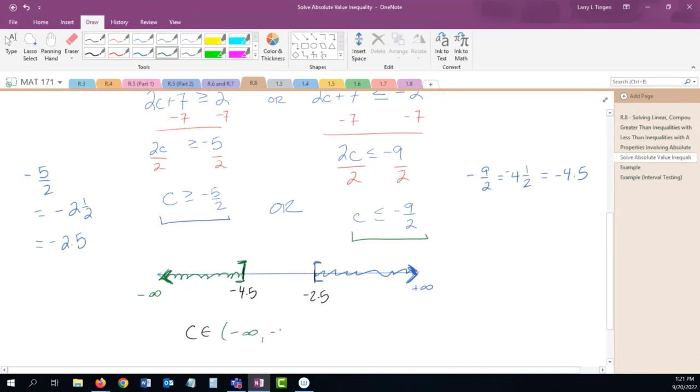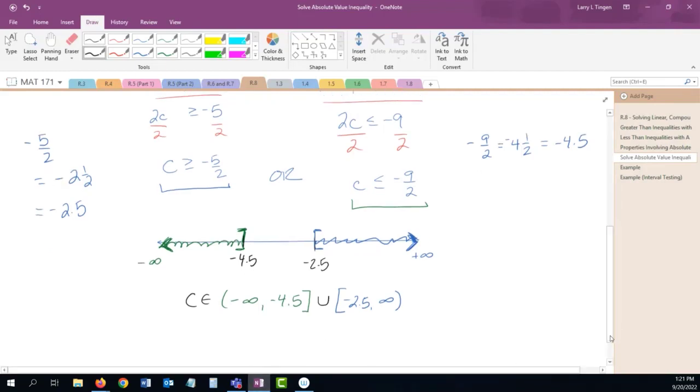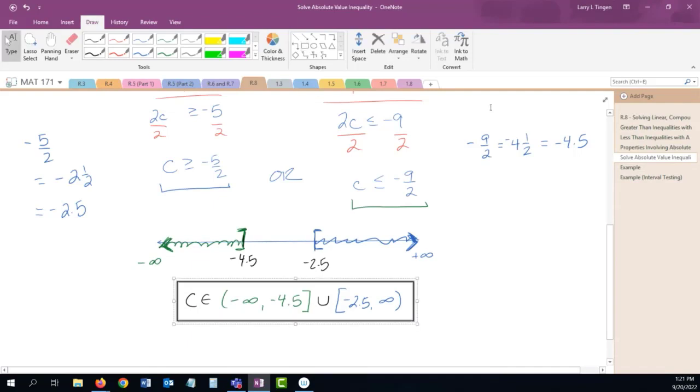Well, negative infinity. Infinities always get a parenthesis because you can never capture infinity, right? Up to negative 4.5, it's included, which is why the bracket pops in. And we have the negative 2.5 off to positive infinity. Infinities are never included. Negative 2.5 is included, so it gets a bracket. And then to join two things in that notation, I need that union symbol. So that's where the U comes from. And there's our answer.